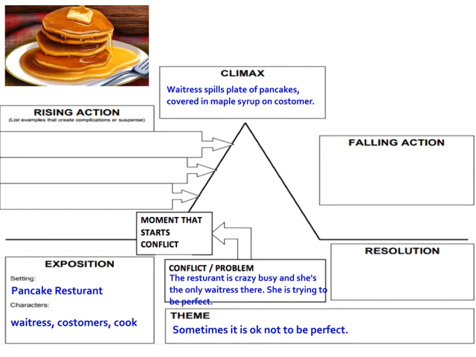So here's the most important part. The moment when the conflict starts. This is going to be the moment that creates the conflict. So if my conflict is that the restaurant is crazy busy and she's the only waitress there, she's trying to be perfect, I need to think about something that's going to make it so that she's the only waitress there and that the restaurant is crazy busy.